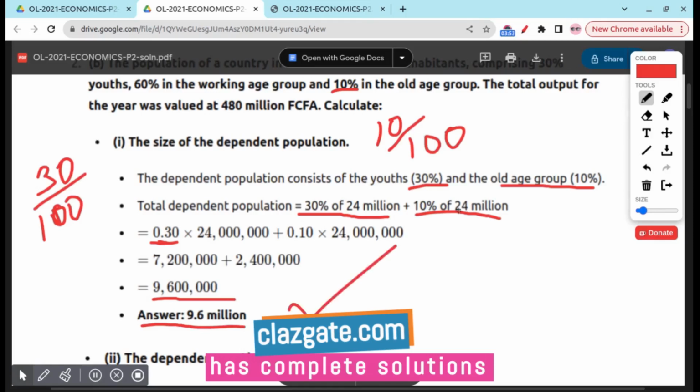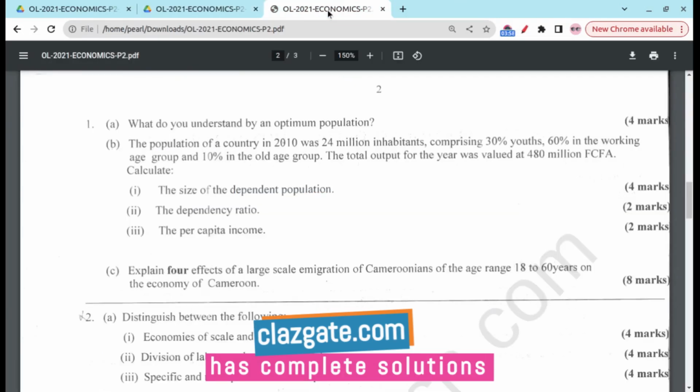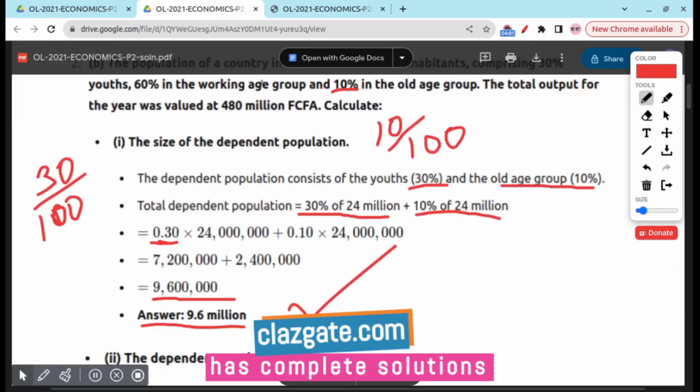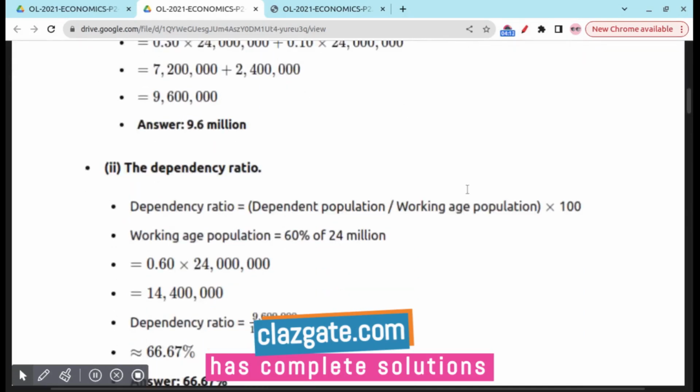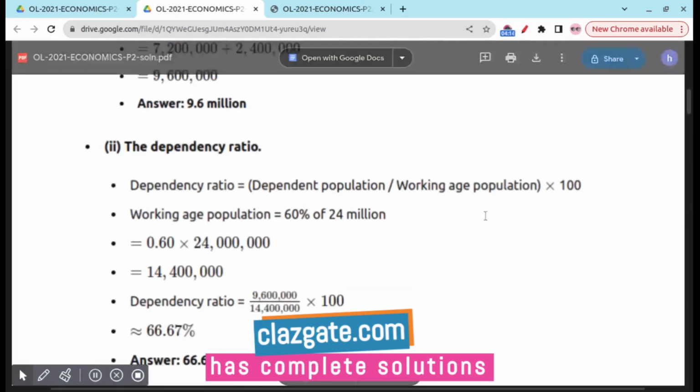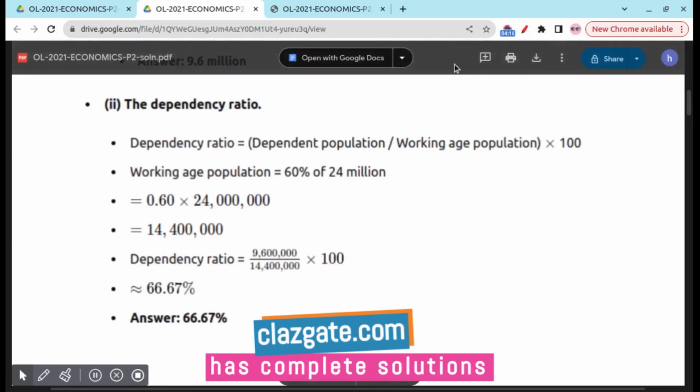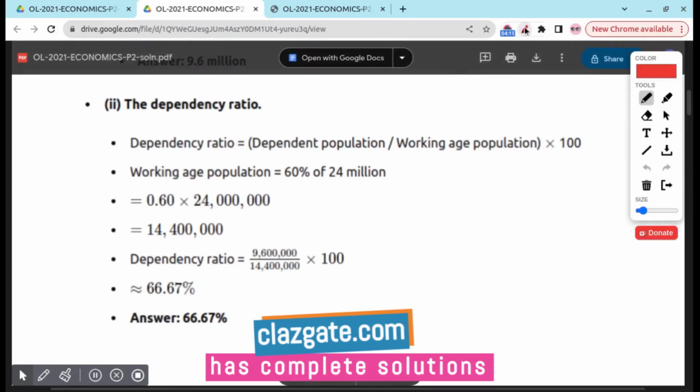And then, I would like to scroll down. What's the next question? The next question says: the dependency ratio. We're supposed to calculate the dependency ratio. The dependency ratio is the ratio of the dependent population divided by the working age population. So this is how they calculate dependency ratio. Dependency ratio is the dependent population divided by the working population times 100. It should be in percentage.